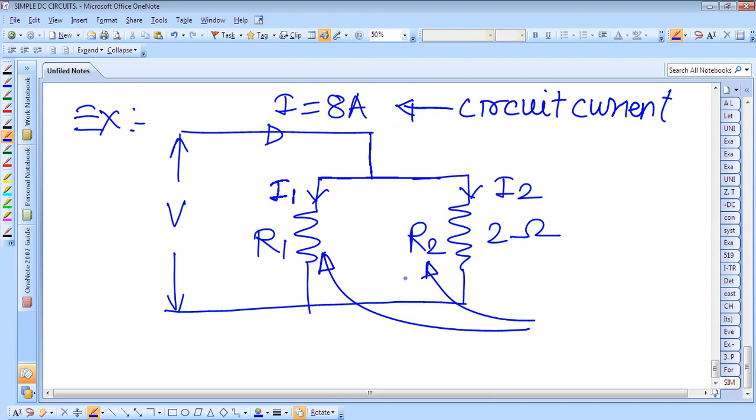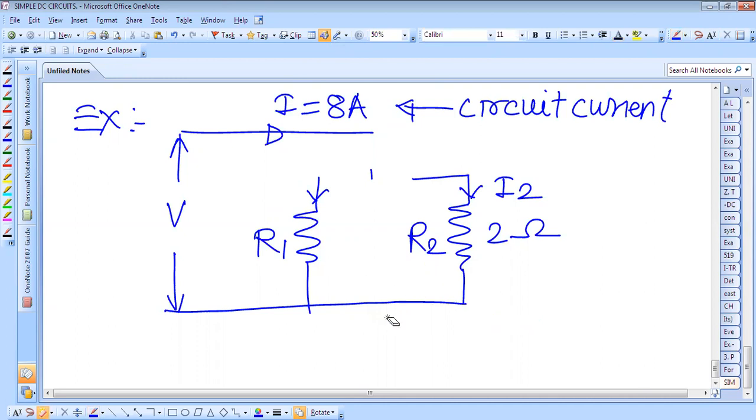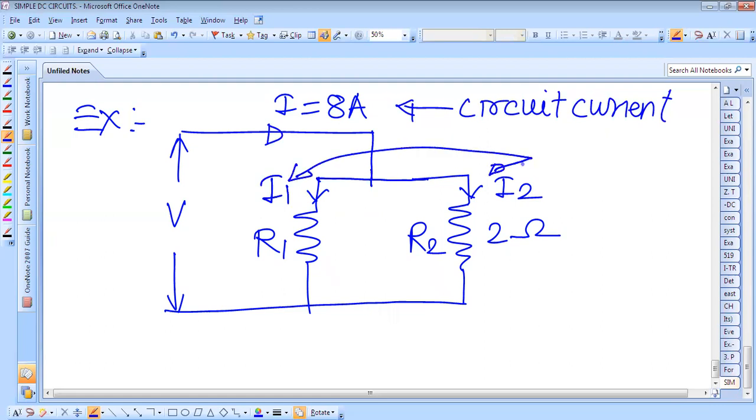This is the circuit current, and this I1 and I2, these are the branch currents, and these currents are flowing through the branches. That's why it is called the branch current. This is the circuit current. This is flowing through the circuit.